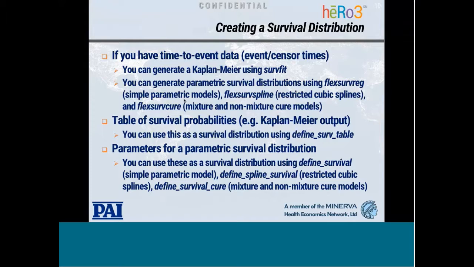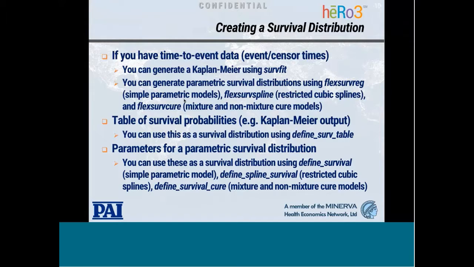Now, if instead of starting with time to event data, you're starting with a table of survival probabilities, something like, for example, output from Kaplan-Meier that's previously been run, you can enter this as a table and then use the function define_surv_table to turn that into a valid survival distribution. And essentially what that will do is it will do a lookup on that table, and it will look for the column called time and the column called survival, and it will look up the appropriate survival at the appropriate times.